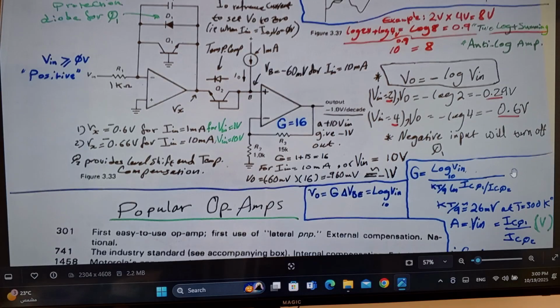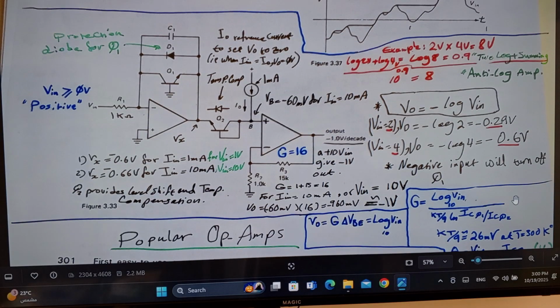This circuit, by the way, is taken from the Art of Electronics book. If you want more details on the circuit, you can check that book. I have information about it.